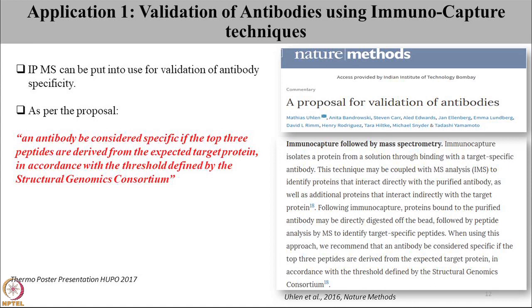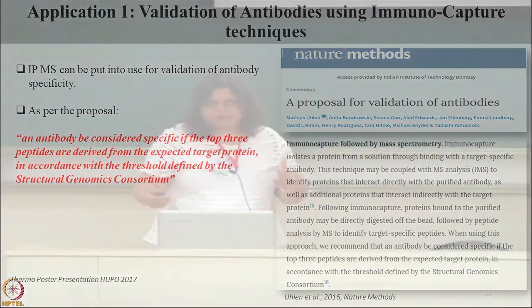They have devised this statement: an antibody can be considered specific if the top 3 peptides are derived from the expected target protein. So say you have 3 antibodies from vendors like Abcam, CST, Sigma, and you want to know which one works best for your experiment. Before you use something very expensive, or a sample which is very precious, you might want to check how specific your antibodies are.